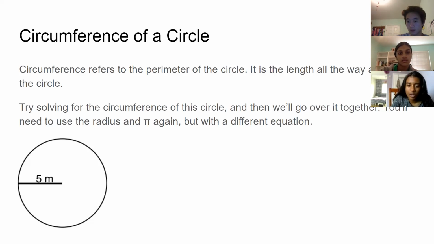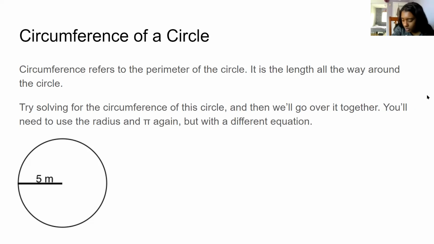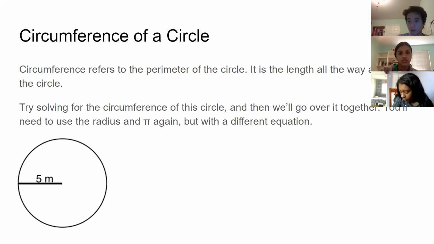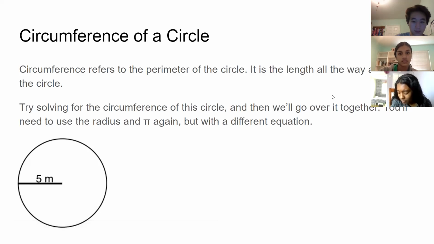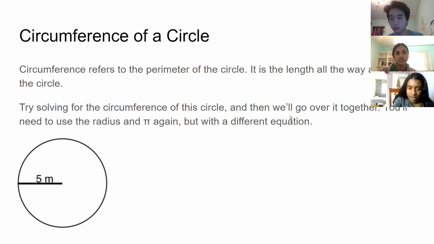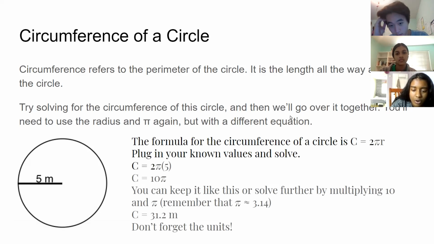Okay, so you guys should use the formula. If you don't already know, the formula for the circumference of a circle is 2 pi r, or you could also think of it as pi times the diameter, because the diameter is 2 times the radius, and we're just multiplying the diameter by pi. So you could think of it as either 2 pi r or pi d. For this example, we're gonna just use 2 pi r. So plug in your known values and solve.